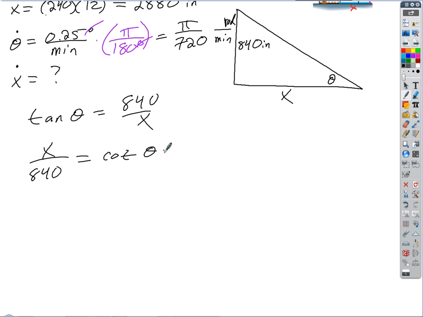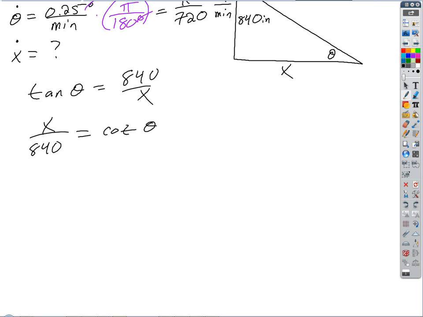Now we can differentiate implicitly. Would it almost be easier if we made it 840 cotangent theta equals x? You can, that's fine to do. That 840 is just a constant, so you can put it on either side. Would it be easier that way? Sure, you wouldn't have to do the quotient rule. You wouldn't be doing it anyway. But we could. It'd be fine.